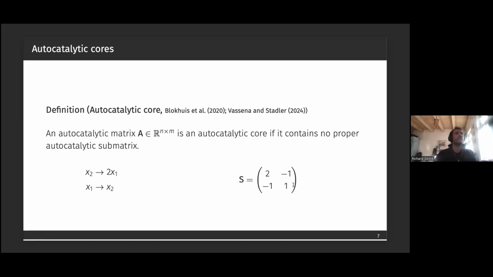that satisfies both of the properties I've said, because the single positive entries would not satisfy that I have a negative and a positive entry in each of the columns. So this here is an autocatalytic core.